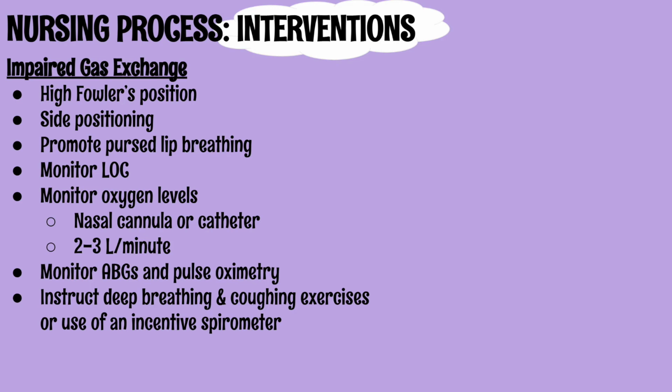We want to monitor our patient's level of consciousness. Changes in the patient's mental status could be a sign of inadequate oxygenation. Now, of course, if our patient is prescribed oxygen, we want to monitor their oxygen levels. This oxygen is usually given via nasal cannula or catheter. The oxygen rate should be set no more than 2 to 3 liters per minute. We want to monitor the patient's ABGs and pulse oximetry, of course.